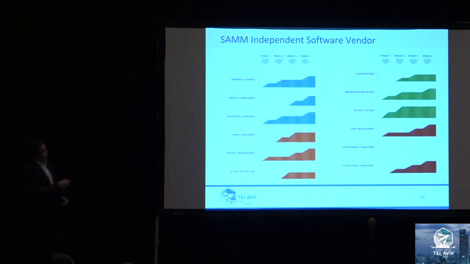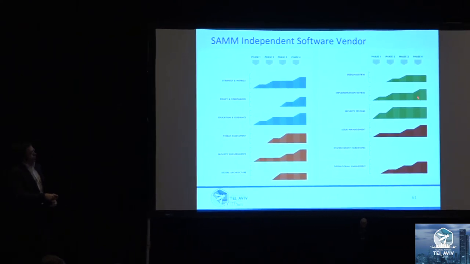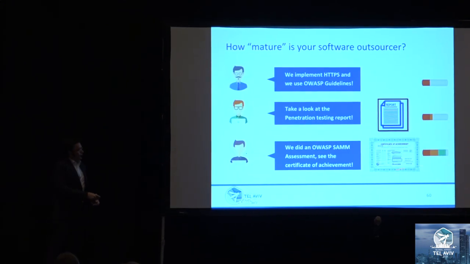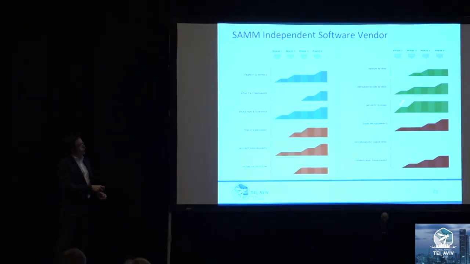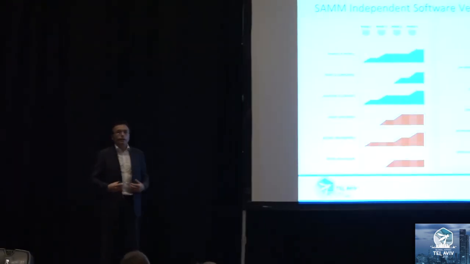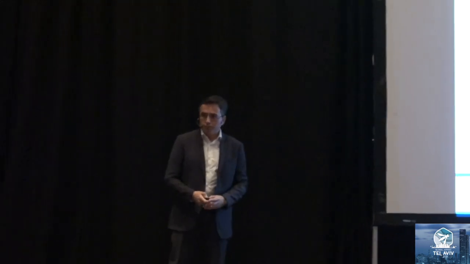So for example, in the SAMM independent software vendor certificate, you can see phase 1 means a low level of maturity, and phases 2, 3 and 4, a high level. So in this kind of certificate, you can state that you are at level 3, for example, and you can sell your product better.